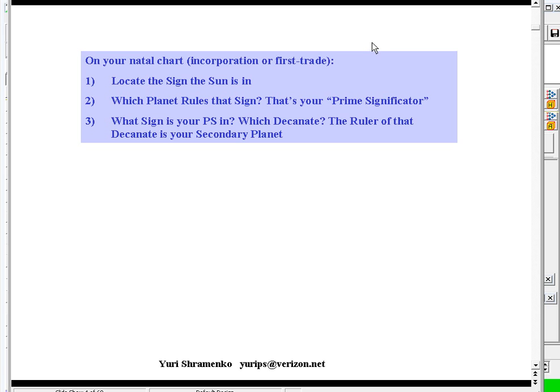First, you locate the sign that the sun is in, and which planet rules that sign. That's going to be our primary significator, or we'll just call it the prime planet. Now, what sign is that planet in? Which decanate? The ruler of that decanate is your secondary planet. We'll be looking at two stocks so that you'll see this process in action. The first stock will be eBay, and the second stock will be IBM.